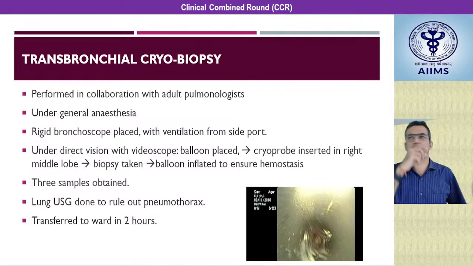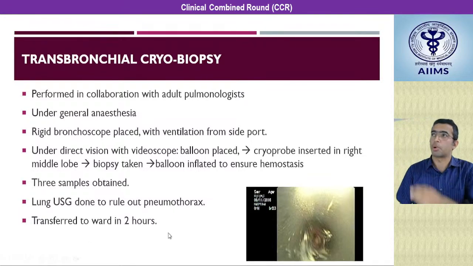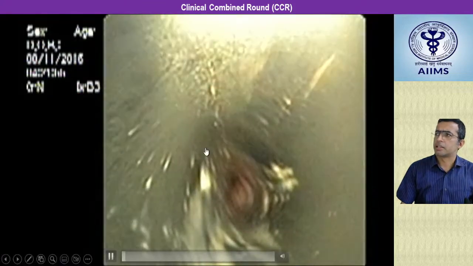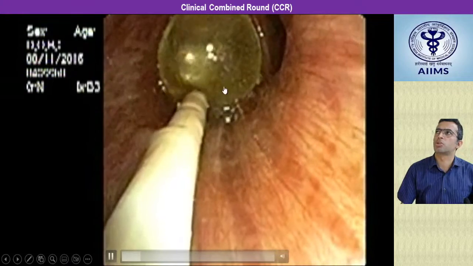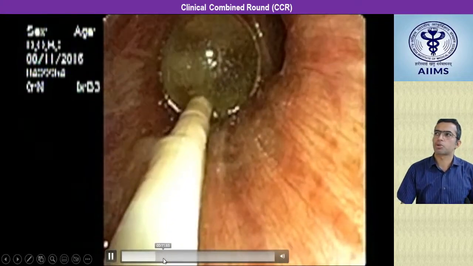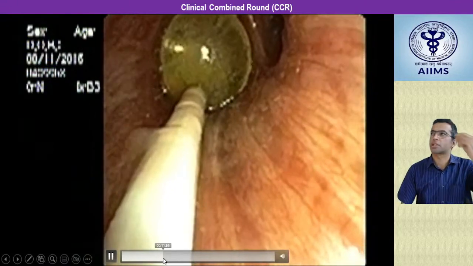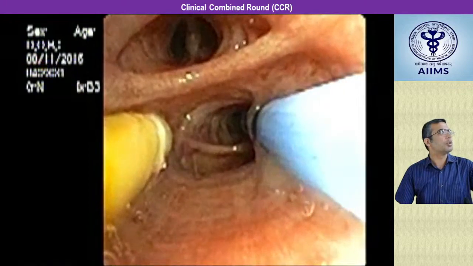a conventional forceps biopsy. So basically, this is done under general anesthesia. We do it under rigid bronchoscopy, and this is basically the procedure. You use a balloon, an occlusion balloon, to prevent a bleed following a biopsy. And using a flexible bronchoscope, you use something called a cryoprobe, which has an intense freezing capacity. It can freeze to minus 90 degrees in 2 to 3 seconds.